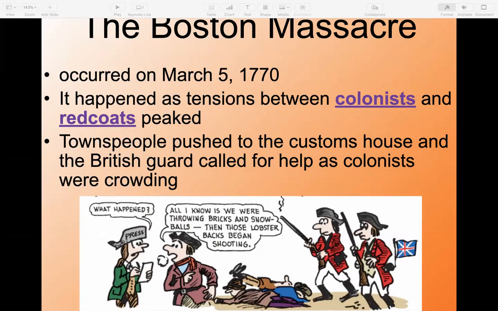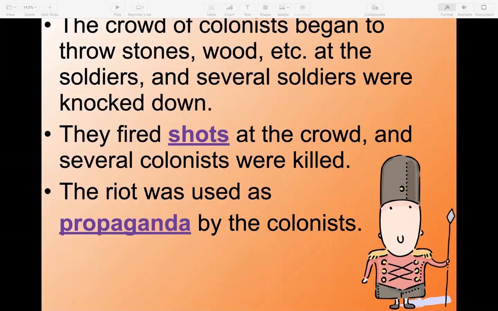Townspeople were pushed to the customs house, and the British guard called for help as colonists were crowding. The crowd of colonists began to throw stones, wood, etc. at the soldiers, and several soldiers were knocked down. They fired several shots at the crowd. Several colonists were killed. The riot was used as propaganda by the colonists.